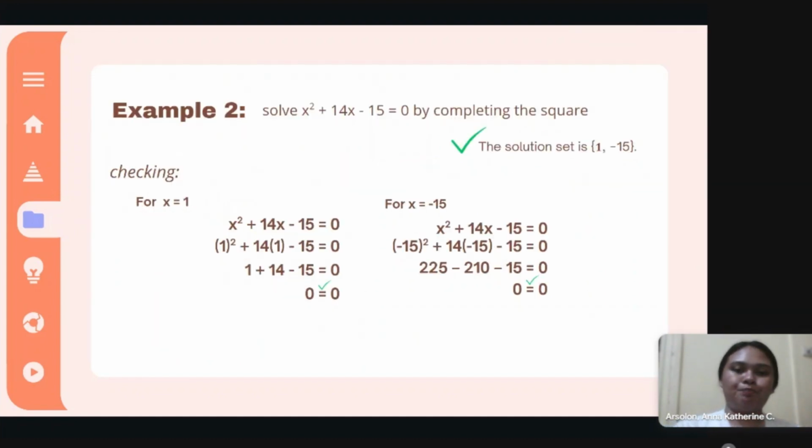Now, let's recap. To complete the square, it is necessary to find the constant term, or the last number, that will enable factoring the trinomial into two identical factors. To find the constant term needed, we simply take the coefficient of x, divide it by 2, and square the quotient. So, do you understand the lesson, class?